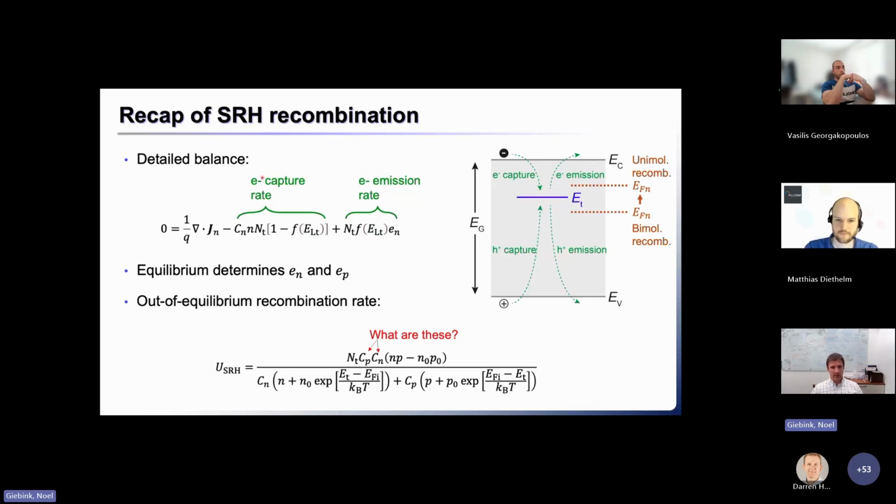And if you go through the detailed balance of this, what you come out with is the usual Shockley-Read-Hall recombination expression. But one of the problems has been, what are these capture coefficients? So these are always sort of empirical coefficients, but we really haven't had a good idea of what they are in organics. In inorganics, they're parameterized in terms of things like thermal velocities and capture cross sections. Both of those are inapplicable concepts for organics, where things are diffusive.